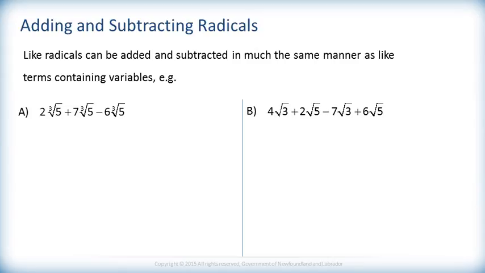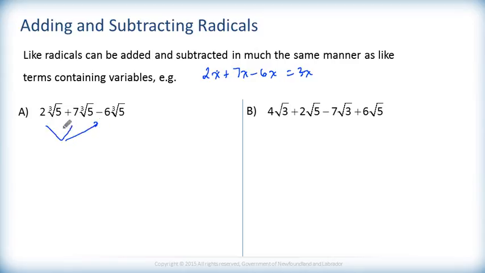Now, when we have like radicals, we can add and subtract them by adding and subtracting coefficients, much like we would do for terms containing variables. So, for example, if we had 2x plus 7x minus 6x, we would simply say 2 plus 7 is 9, minus 6 is 3x. Well, it will be the same thing here in part A. 2 cube root of 5 plus 7 cube root of 5 minus 6 cube root of 5.